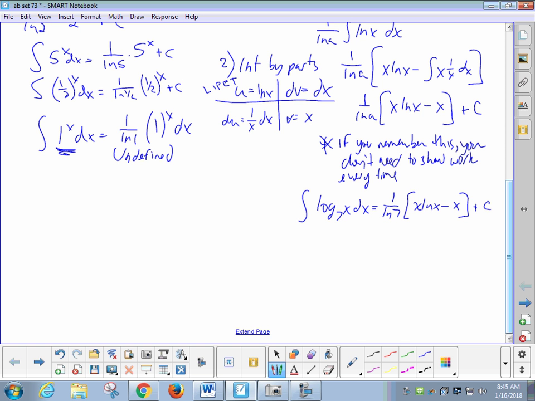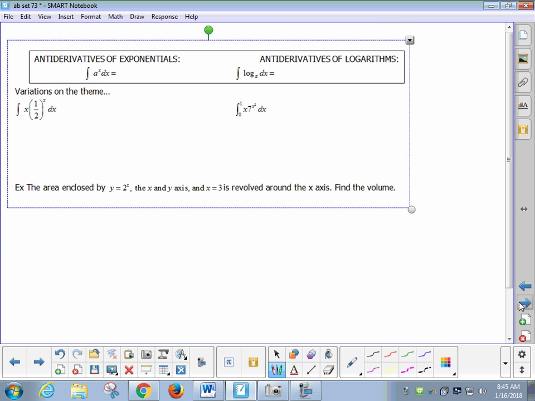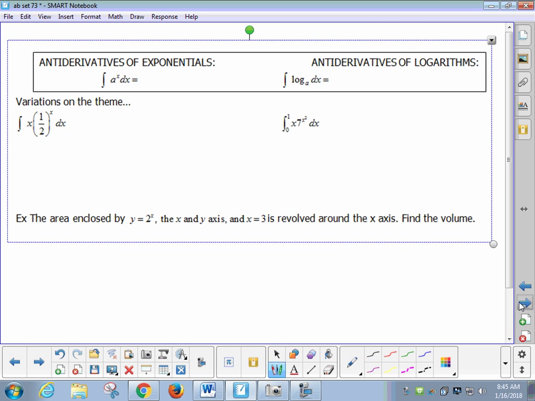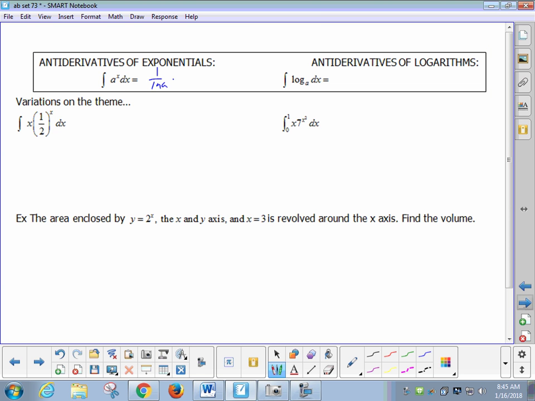Okay? Let's go with a little bit of applications. As we have learned a million times over, integrals have lots of applications. So let's use this within a context of a problem or two. Let's go back and, sorry, I don't know why I separated these two pieces of notes. So what's the antiderivative of a to the x dx? Don't even look at your notes. 1 over natural log of a times a to the x dx. What's the antiderivative of log base a?